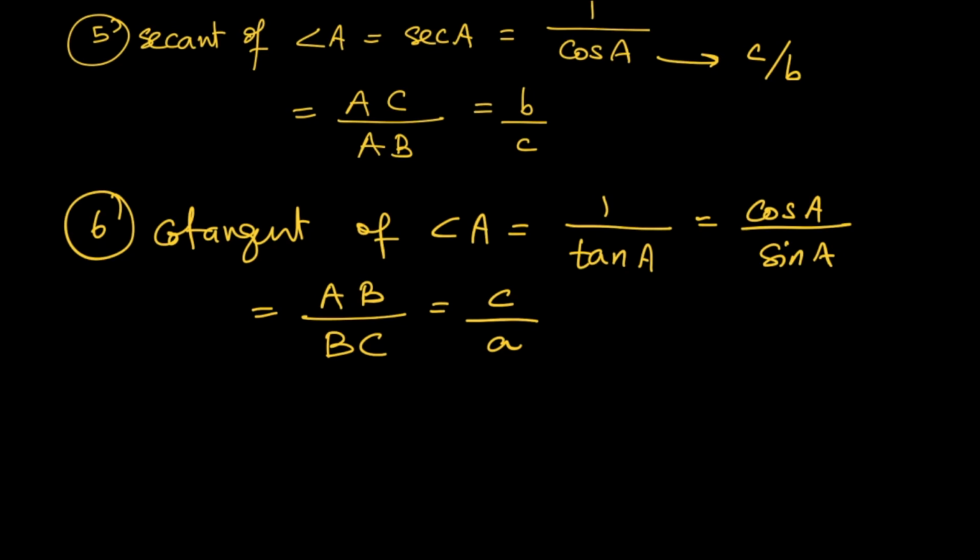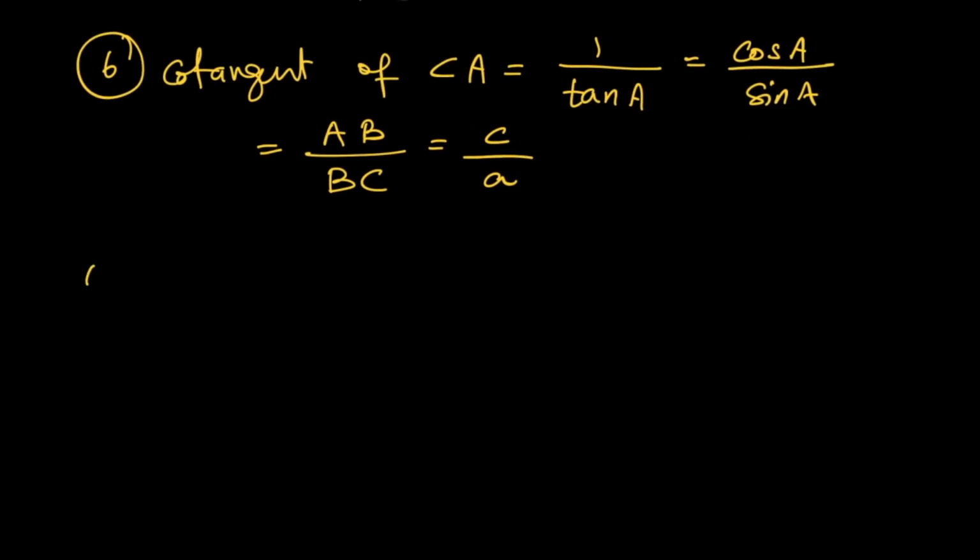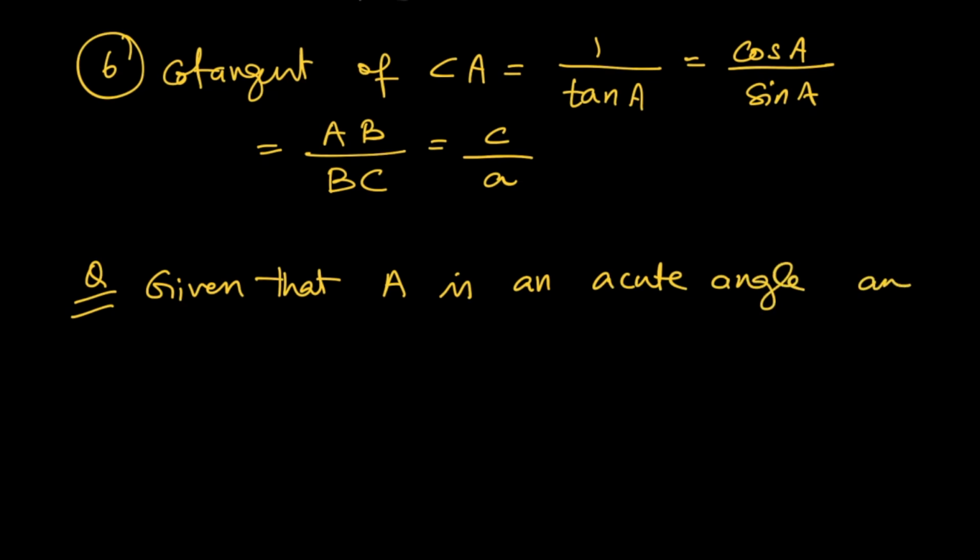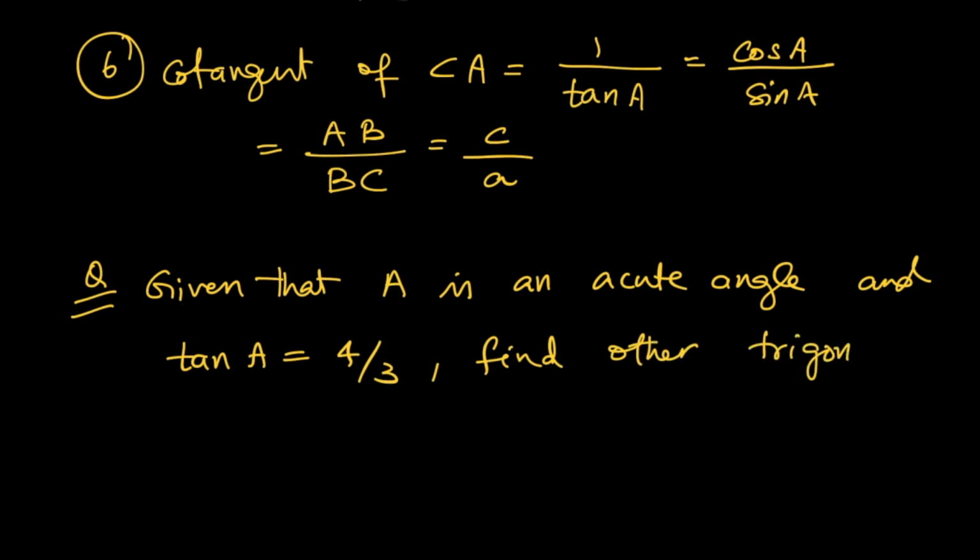Now let's do a very simple question. Given that A is an acute angle and tan A is equal to 4 by 3, find the other trigonometric ratios of angle A.